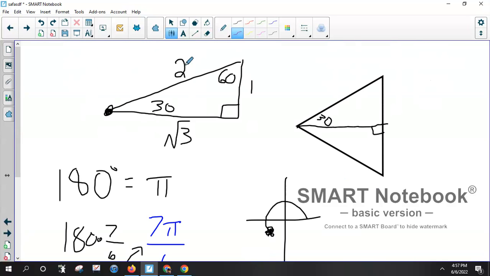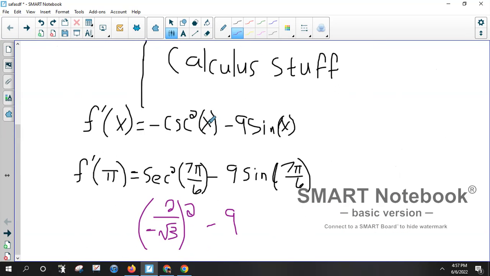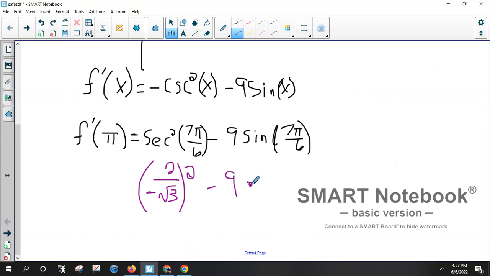Sine 7 pi over 6, or my triangle. Sine 7 pi over 6 is the sine of 30, negative 1/2. Come back here. That's negative 1/2. This is 4/3.